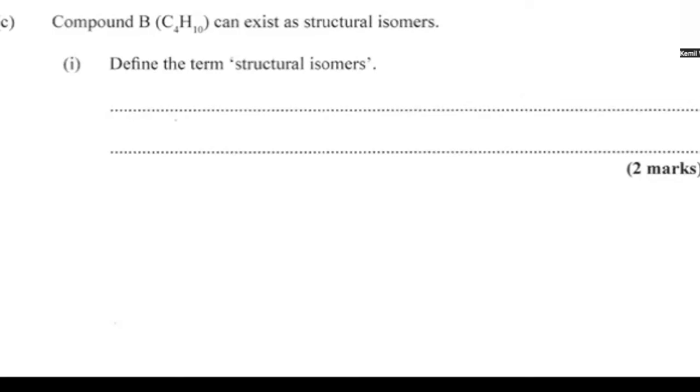Part C. Compound B, C4H10, can exist as structural isomers. Define the term structural isomers. All right. We could say structural isomers are organic compounds that have the same molecular formula but different structural formula or different arrangement of their atoms in space.